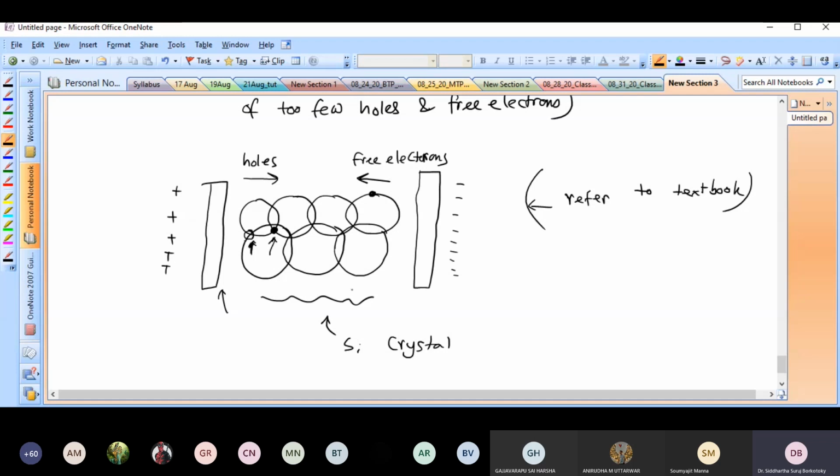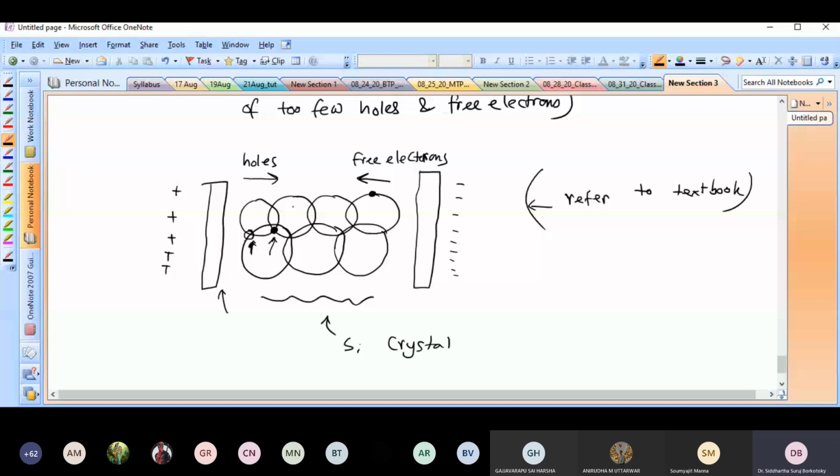So this process continues. You have holes moving from left to right, and you have electrons moving from right to left. Okay, so this is the idea. One thing to keep in mind is that these electrons can jump out and get into the battery from the semiconductor. The hole itself is just a concept. The hole will not move out of the crystal.